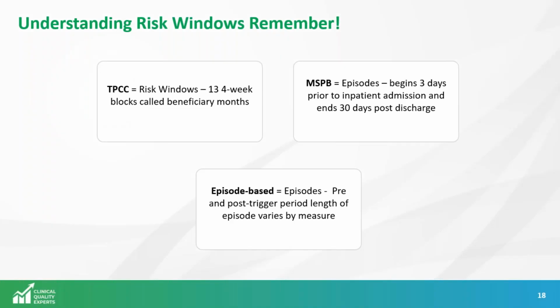So there are a few other areas I want to go over before handing things back to Katie, and one is risk windows. But before we talk about them, it is important to understand how and for how long an event or episode window stays open to comprehend how a measure calculation works. So TPCC is the only measure that uses actual risk window verbiage to measure time, but since it is a bit confusing, that's what we're going to go over. But both MSPB and episode-based measures use the term episodes to identify a cost incident that could be included in the measure count.